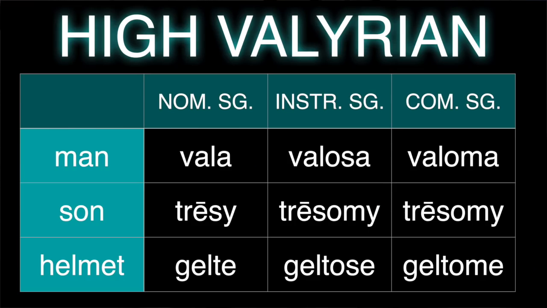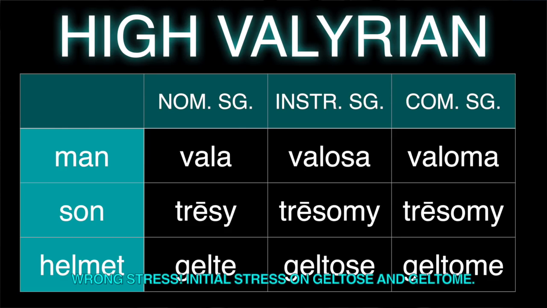So vala has valosa for the instrumental singular. These are all singular. And valoma for the comitative singular. Tresi has tresomi for the instrumental and the comitative singular. So they're the same. Gelte, on the other hand, has geltose and geltome for the instrumental and then the comitative.